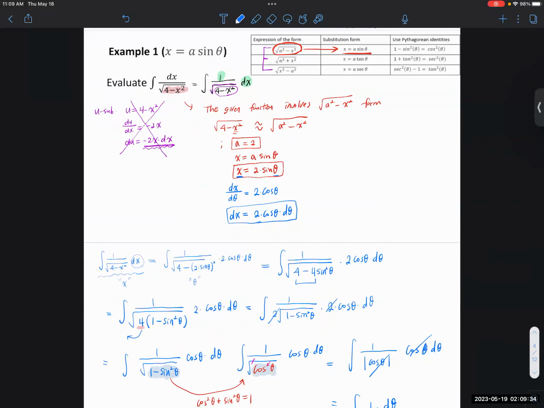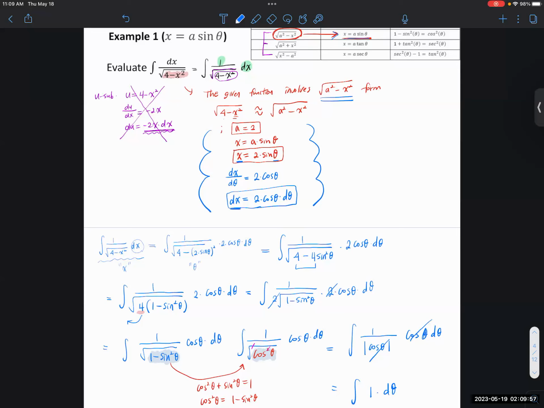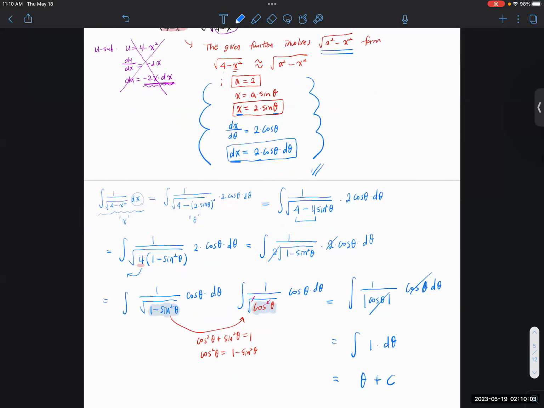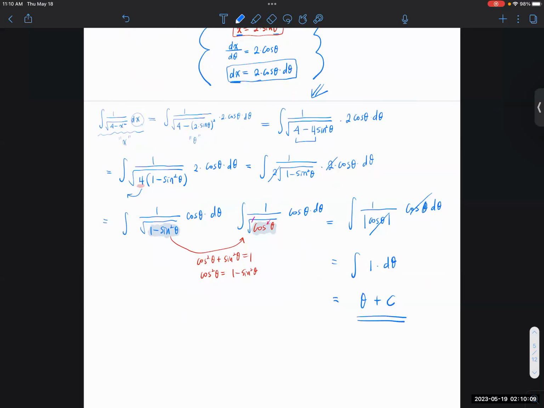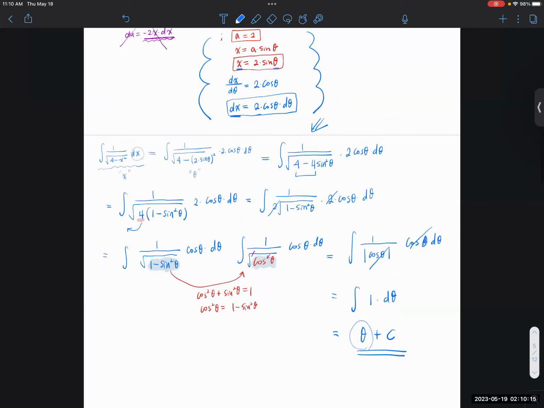Hey, if your function involves one of the forms, in this case square root of a squared minus x squared, use the trigonometric substitution. So a corresponds to 2, and x you can say is a times sine theta, that is 2 sine theta. So this is where you are taking the derivative, and then we found dx equal to 2 cosine theta d theta. And I plug in, and then I simplify. I got theta plus c. But I want to go back to theta in terms of the x variable, right? So that's something I'm going to continue.